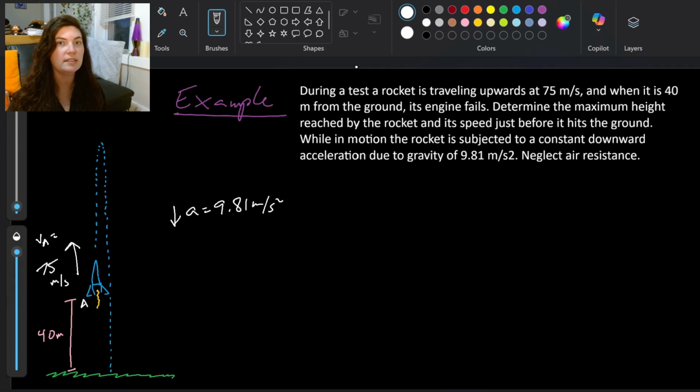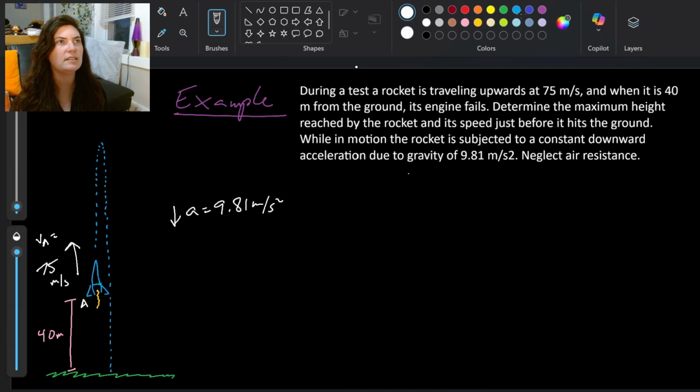But notice, this is actually giving us a special case, right? There are no other forces, no other accelerations acting on it. The only thing that's happening to it after its engine fails is this constant acceleration, which means, lucky us, we get to use our constant acceleration kinematic equations. So hopefully that'll make solving things a little bit easier.